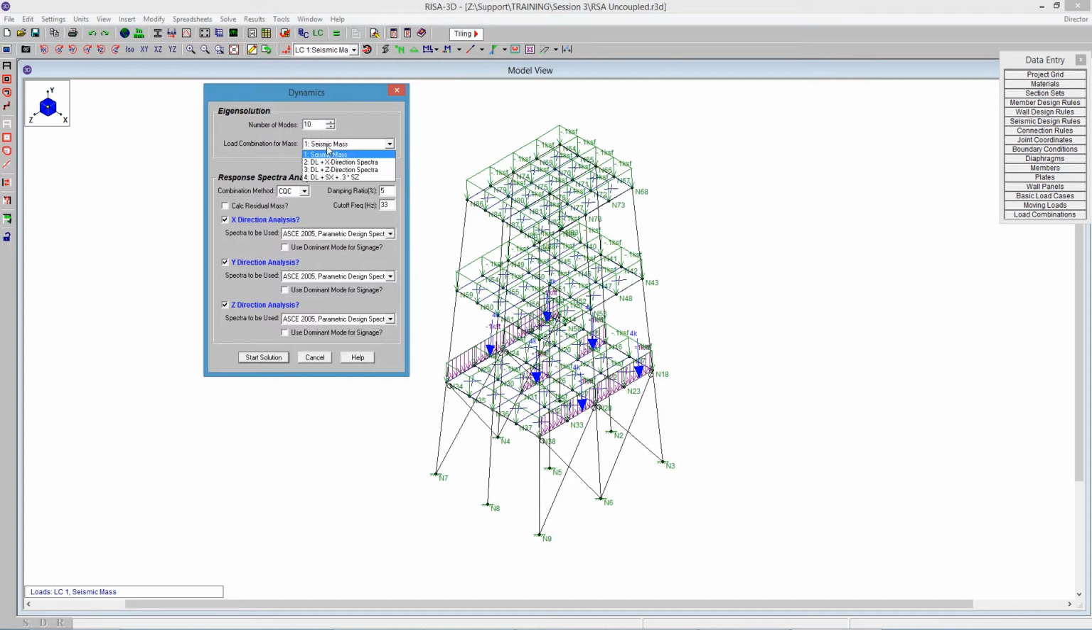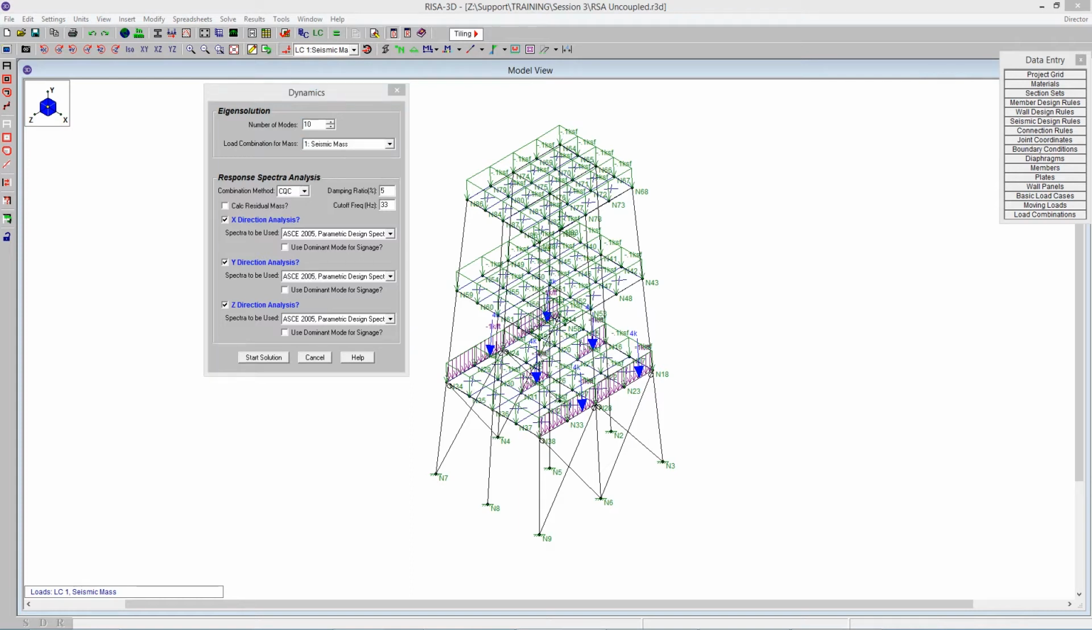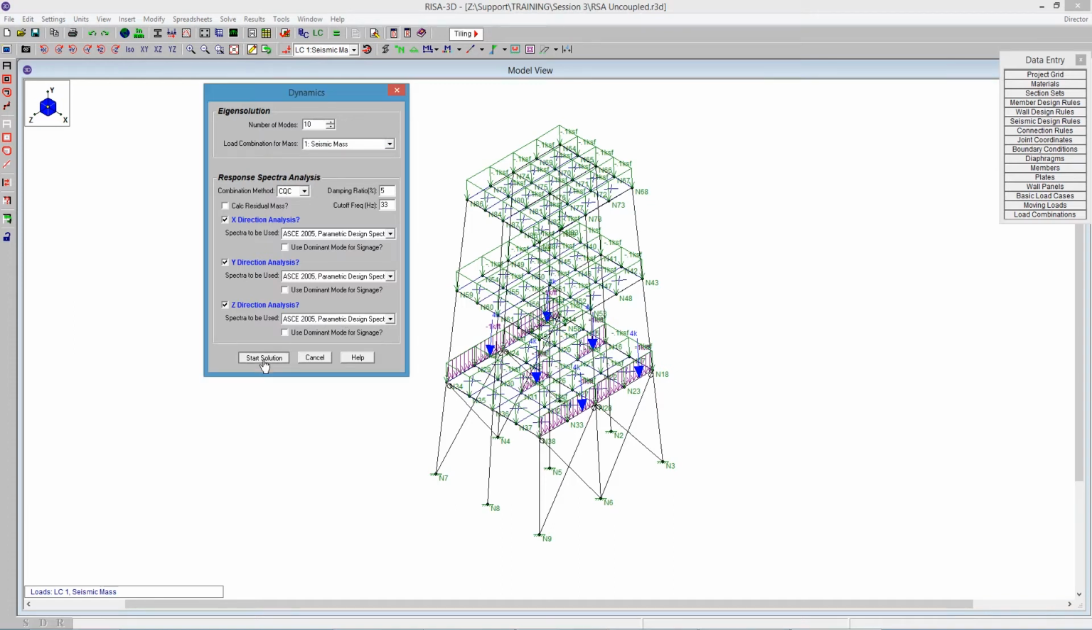Seismic mass, I need to select that, and I have that already defined. So that's my seismic mass that is displayed right now. And then I can go ahead and click on the start solution. I'm going to just keep all of the spectra already turned on for response spectra analysis. And really there, all we're looking for is just mass participation, and we won't get into spectra just yet. So I'm going to click on start solution.